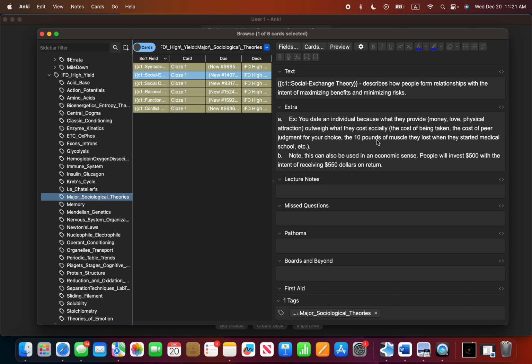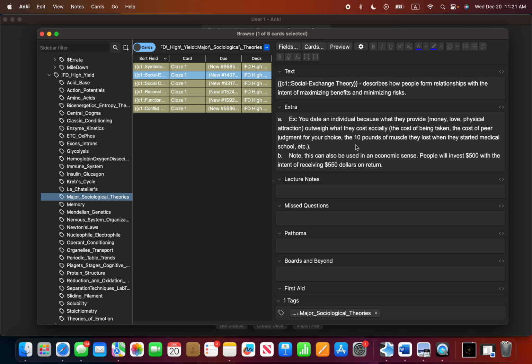So you date that individual because what they provide, like money, love, physical attraction, outweighs what they cost socially. For example, your significant other might be taken, the cost of being taken, the cost of peer judgment for your choice, the 10 pounds of muscle they lost when they started medical school, etc. This is personal to the author of this flashcard, whoever made this.